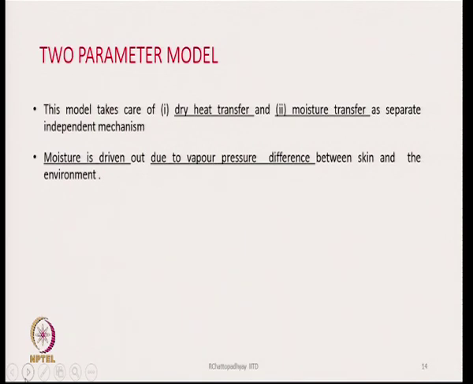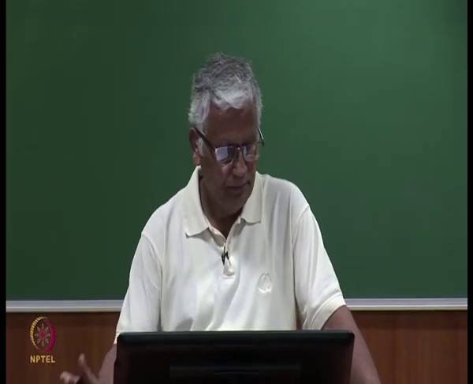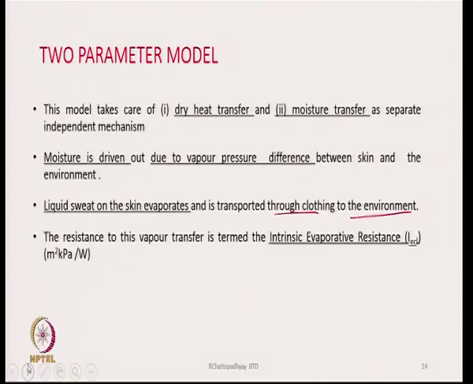Now, heat is driven out because there has to be a temperature difference. Similarly, moisture is driven out due to vapor pressure difference. So, that is the driving force. Unless there is a vapor pressure difference between the skin and the environment, the moisture cannot move away from the skin. Now, liquid sweat on the skin evaporates and is transported through the clothing to the environment. So, there is some liquid sweat on the skin, but then there is a layer of fabric in front of it. The sweat will evaporate slowly and the vapor will pass through the fabric. If the sweat is too much, then sweat also gets transported into the fabric through wicking action. The resistance to this vapor transfer is termed intrinsic evaporative resistance.